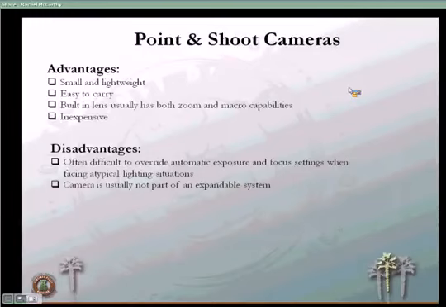The disadvantages of the point-and-shoot cameras are that most of the features on them are automatic, and it's kind of difficult to override some of these automatic settings. So a lot of times you'll find that in weird lighting situations, it's hard to get good focus or a good exposure. But 90% of the time, I'd say these point and shoot cameras will give you a good exposure and good focus. It's only that 10% of the time when the lighting's kind of weird that you might have troubles. And these cameras are usually not part of expandable systems. You can't add extra lenses to them or extra flashes, so you're sort of stuck with what you have.